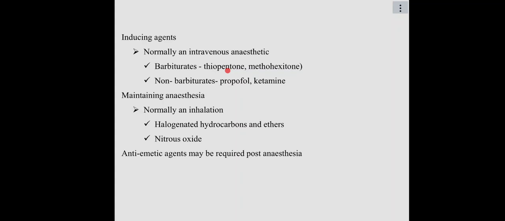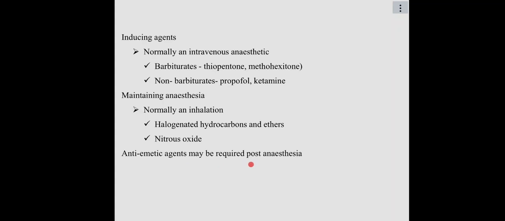And then after you have done the induction, now you want to maintain that person in the anesthesia. And that is where we can use the inhalation anesthetics. You can have the halogenated hydrocarbons and ethers, halogenated hydrocarbons like halothane, or ethers like enflurane, and there is isoflurane, and so on. You can now use them to maintain the anesthesia. And there's also nitrous oxide.